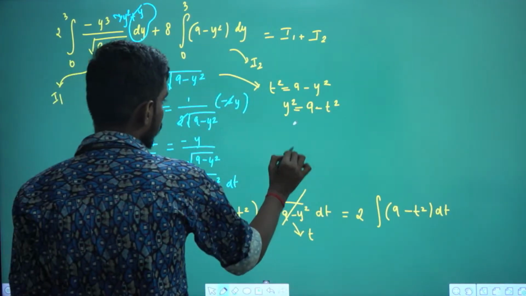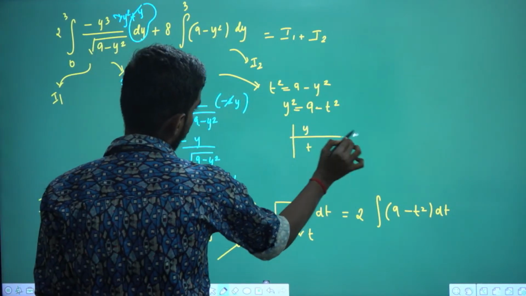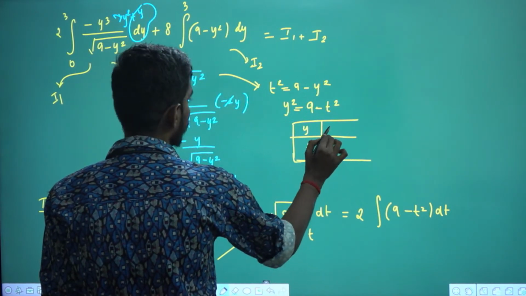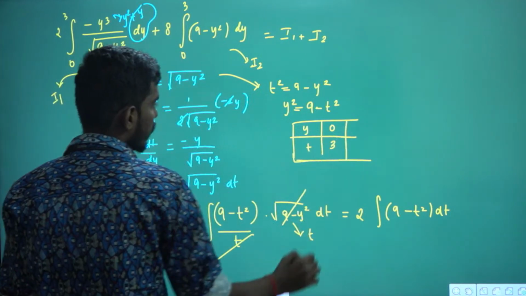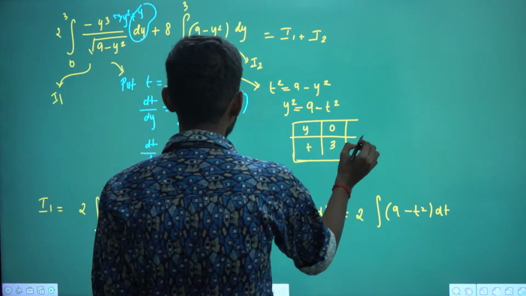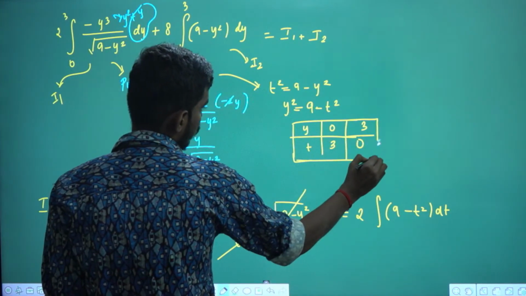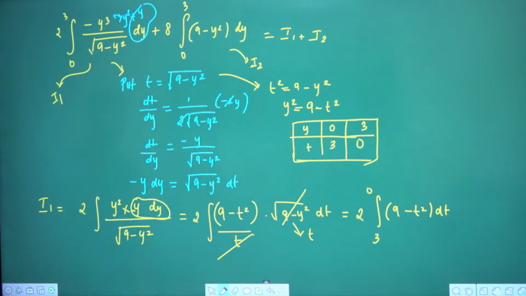Limit is changing now. So we are changing y in terms of t. So when y is 0, what is your t? T will be root 9, which is 3. So we are in only first octant, right? Take that as 3. And when y is 3, your t will be 0. The limit is from 3 to 0, right? Now just perform. See, very easy, right? You just have to integrate this.